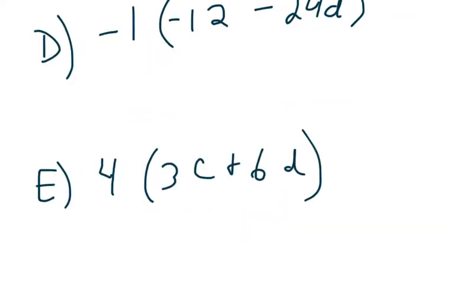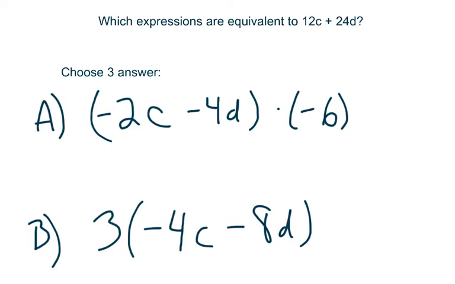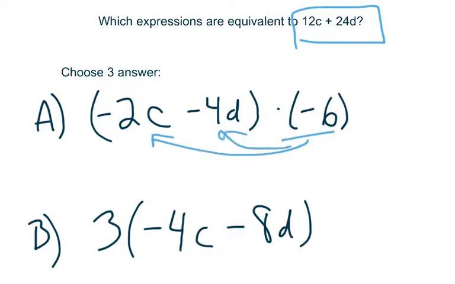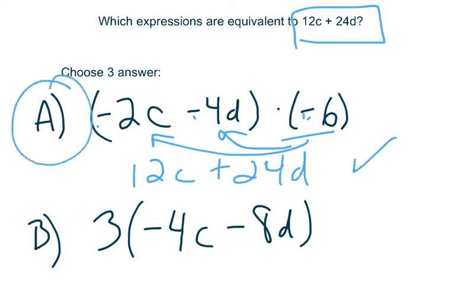Next, we want to be able to choose three answers from the list below that gives us 12c plus 24d. And so to do that, you just simply have to multiply each one of these out to see which ones will equal 12c plus 24d. So you have a -6 times -2 and a -6 times -4. So that gives you a positive 12c because a negative times a negative. And then a negative times a negative gives you a positive 24d. So that one was a good answer.